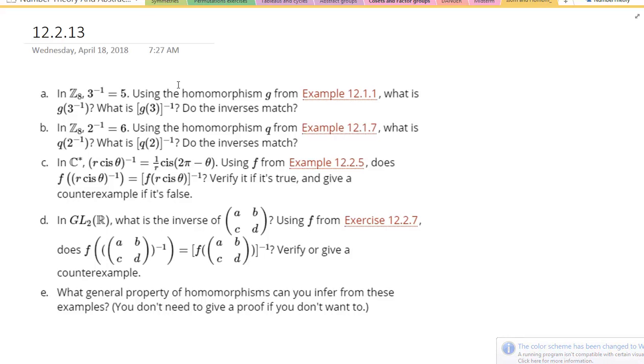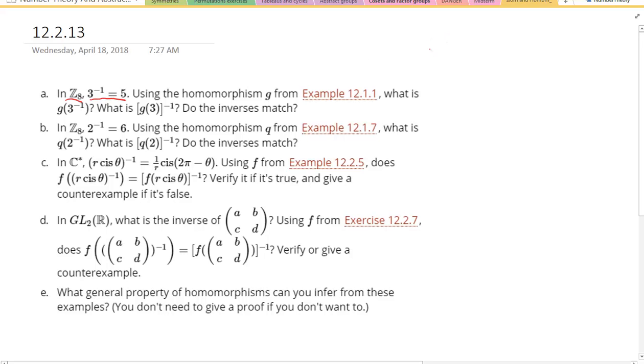Okay, let me say something about this question 12-13. And this is talking about the interaction between the operation of inverse and homomorphism. So let's take this step by step. First we have in Z8, 3 inverse equals 5.